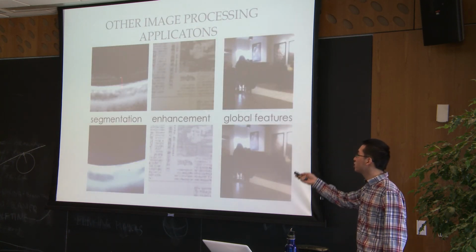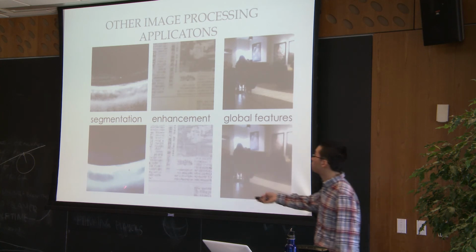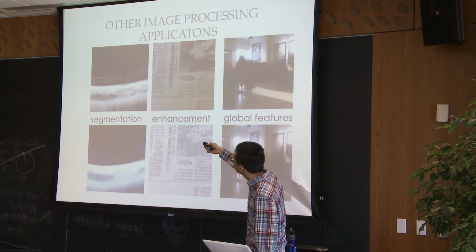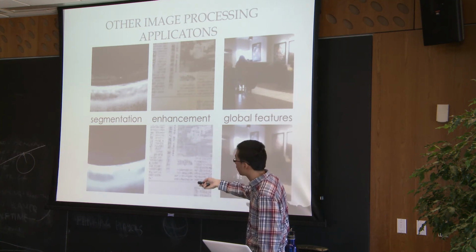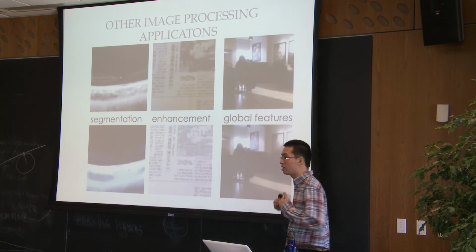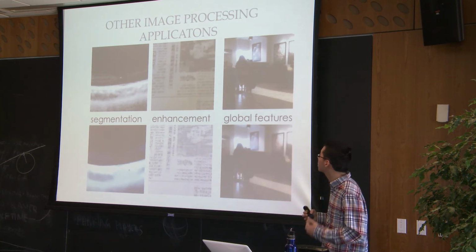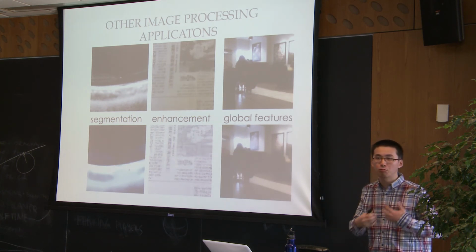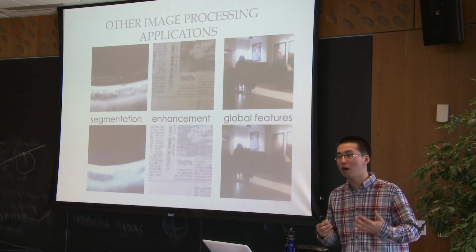You also do segmentation. So here are the retina scans. This is the noisy version. This is the version where you actually segment out the pieces. You're trying to get the layers, trying to figure out the nerve fiber layers. You can enhance text. And you can also do global feature extraction, which is kind of related to blurring in that you want to remove the small objects from an image.